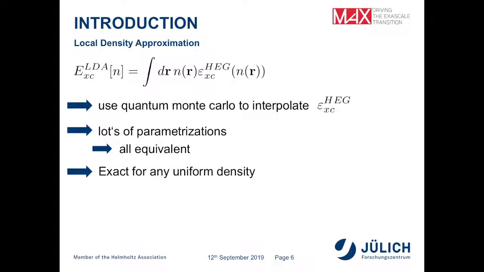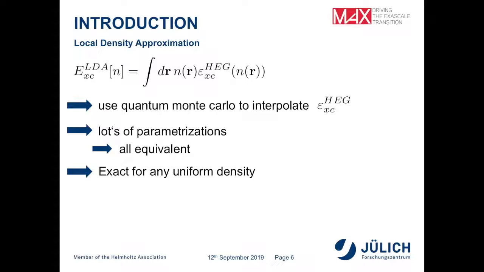And we can calculate the exchange correlation energy of this uniform electron gas with a number of means. By now, most of them use some quantum Monte Carlo to interpolate it. And there's a number of approximations, but in the end, they're all the same. They all model the same number, the same function. And as you might imagine, this is the exact solution for the uniform electron gas. So when we use this approximation, we can.